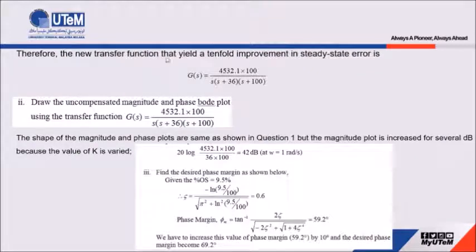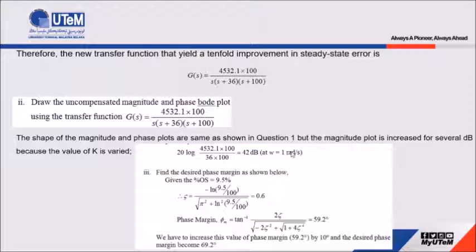Therefore, the new transfer function that yields a tenfold improvement in steady state error is G(s) equal to 4532.1 times 100, divided by this denominator. Next, after we get this value of K, we can draw the uncompensated magnitude and phase plot using this transfer function. The shapes of the magnitude and phase plots are the same as in question 1, but the magnitude plot is increased by several dB because the value of K is changed.